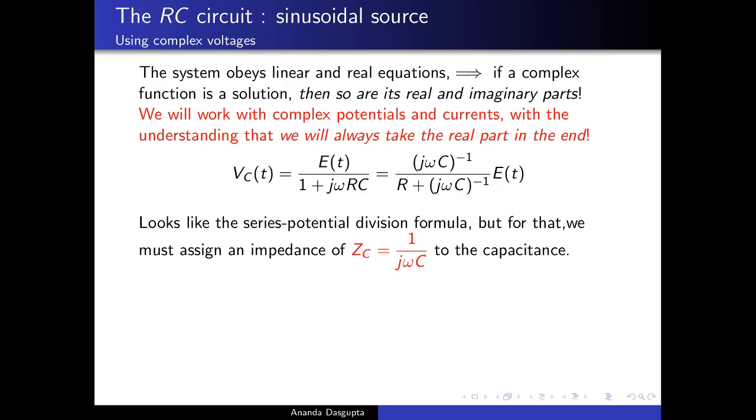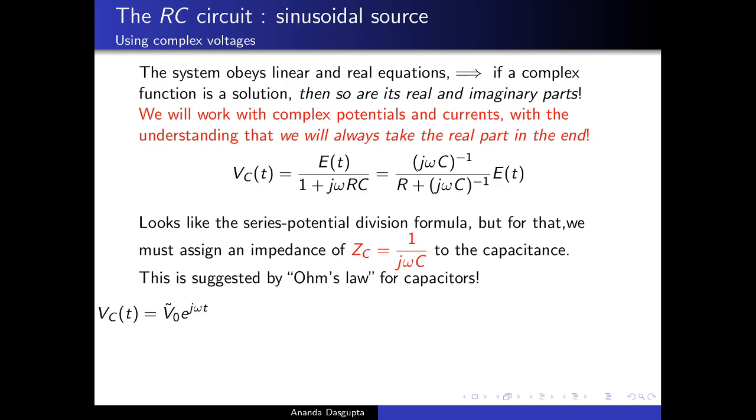So, where does this 1 by j omega C really come from? You can think of this as something which comes from the so-called Ohm's law for capacitance. There is really no name for this law. You have Ohm's law, which relates the current through a resistance to the voltage across its two ends. The voltage across the two ends of a capacitor, of course, depends on the charge which is there on its plates, and that law, I'm just calling it Ohm's law for capacitance for want of a better name.